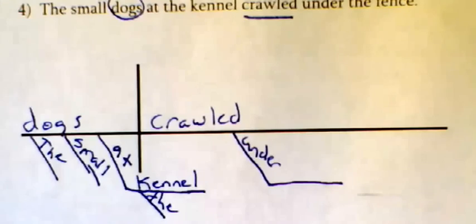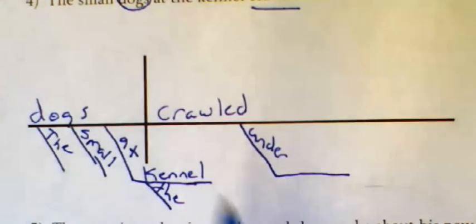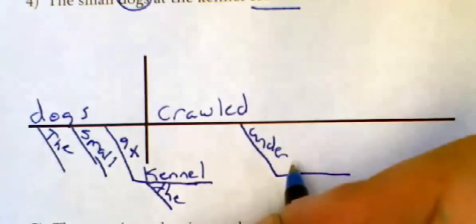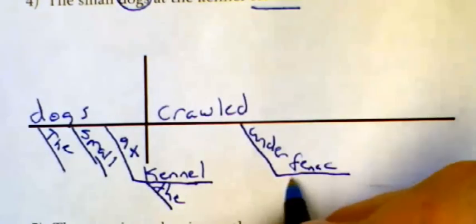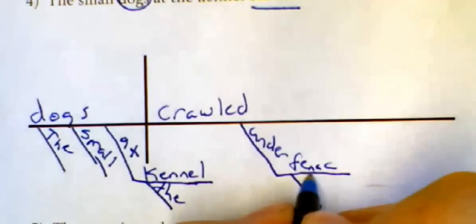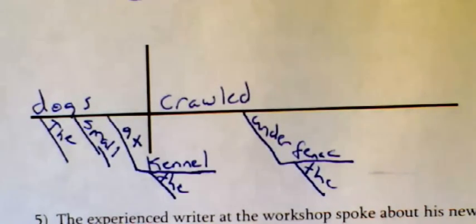Now, anytime you have a prepositional phrase, you have to ask, what is it modifying? Is it acting as an adjective and modifying the noun? Or is it acting as an adverb and modifying the verb? Well, in this case, at the kennel is modifying where the dogs are. It's telling us which dogs are the ones at the kennel. And under the fence is telling us how they crawled and where they crawled. So, of course, it's modifying a verb, which makes it an adverb. So, of course, I put it under crawled. Now, fence is the subject of my prepositional phrase. The is modifying fence. And bingo bongo, we are finished.